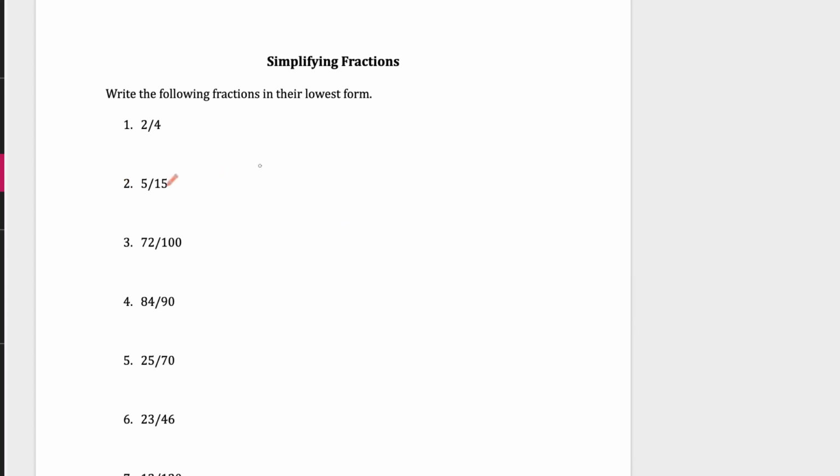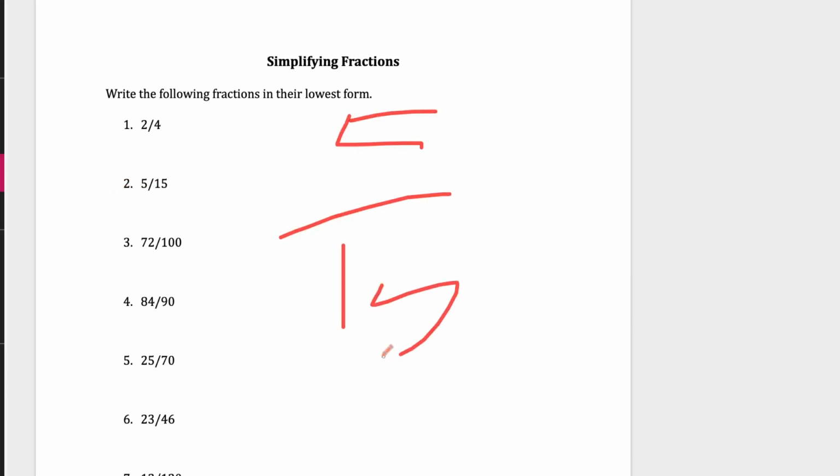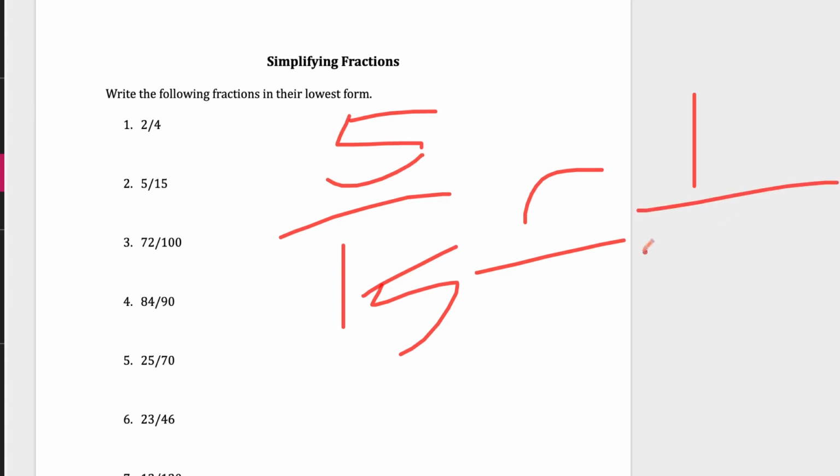Number 2 is 5 over 15. They both could be divided by 5. So you do 5 divided by 5 equals 1. And 15 divided by 5 equals 3. So the answer to number 2 is 1/3.